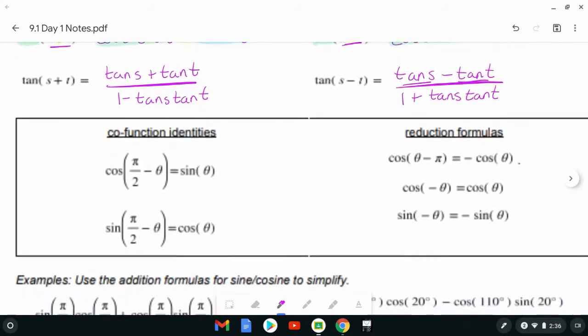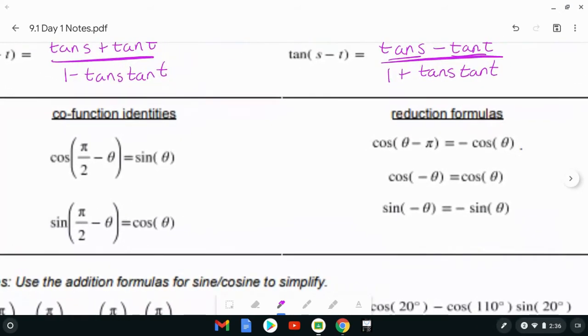Some extra formulas that are helpful as well are the cofunction identities. So cosine of pi over 2 minus an angle is equal to sine of that angle, whereas sine of pi over 2 minus the angle is equal to cosine of that angle. So again, essentially their complement is equivalent for sine and cosine.